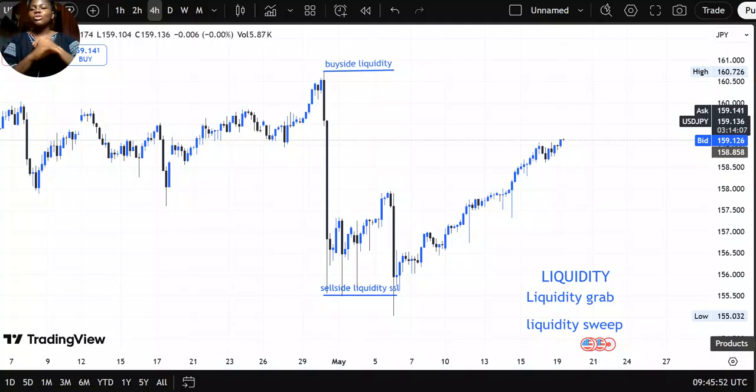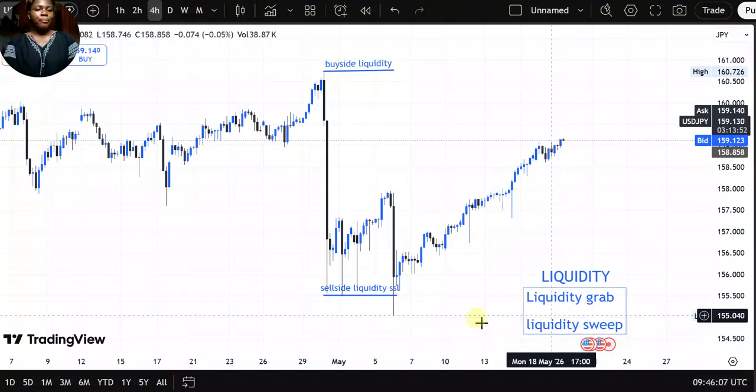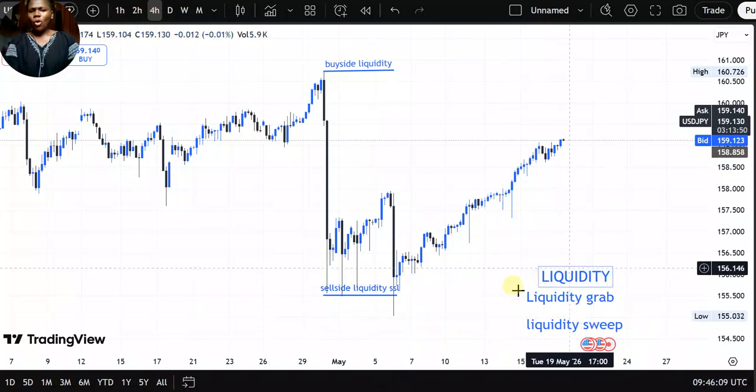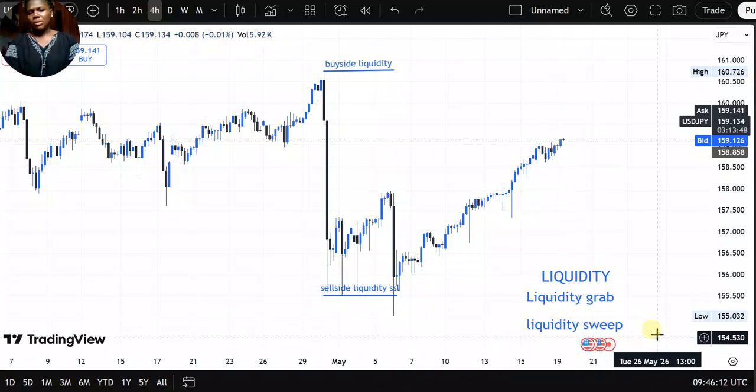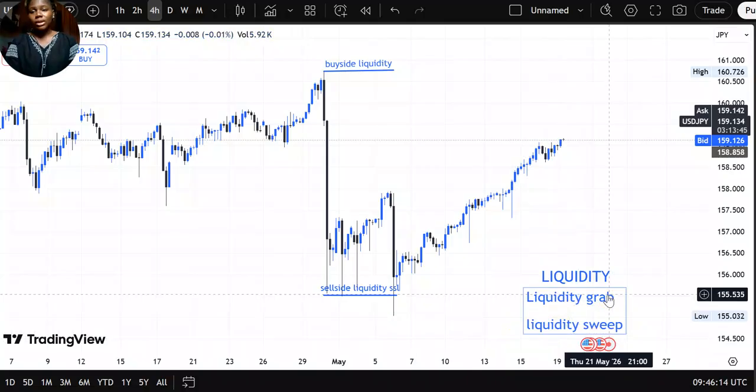So there's not so much to it, so don't let these concepts confuse you. Liquidity is very simple to understand. You just don't have to overthink it, and keep it very, very simple. You have to keep it very simple. So I think that's really all you need to understand about liquidity sweep and liquidity grab. There's not so much to it.